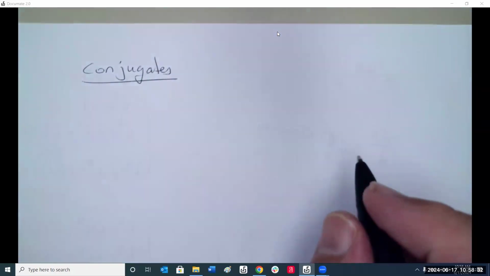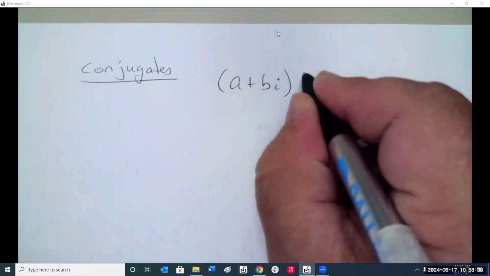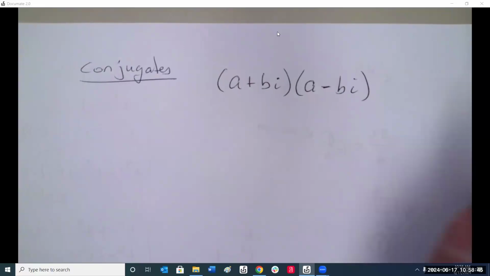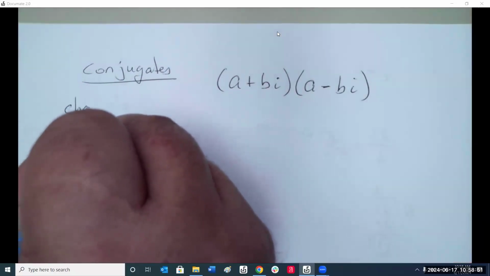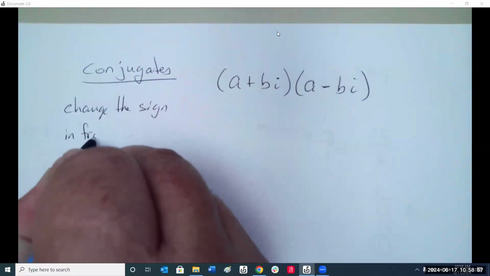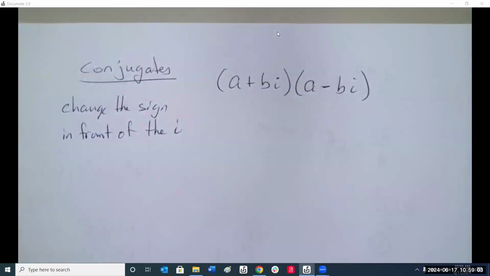The last thing for this section are called conjugates. All a conjugate means is that if I had A plus BI, the conjugate would be A minus BI. The conjugate is simply change the sign in front of the I term, the I. And then multiply.